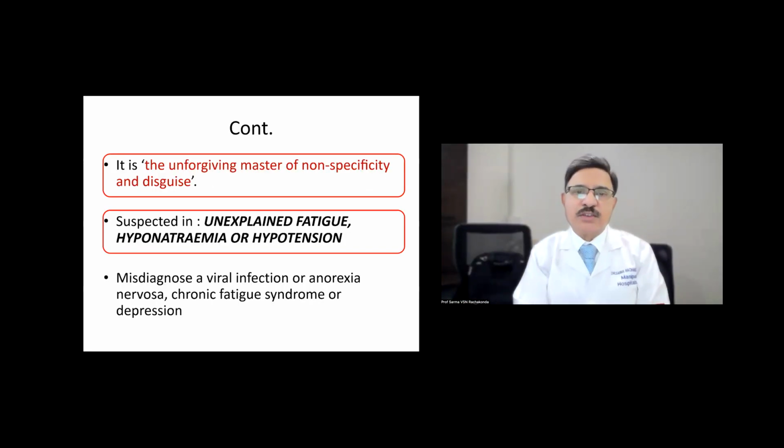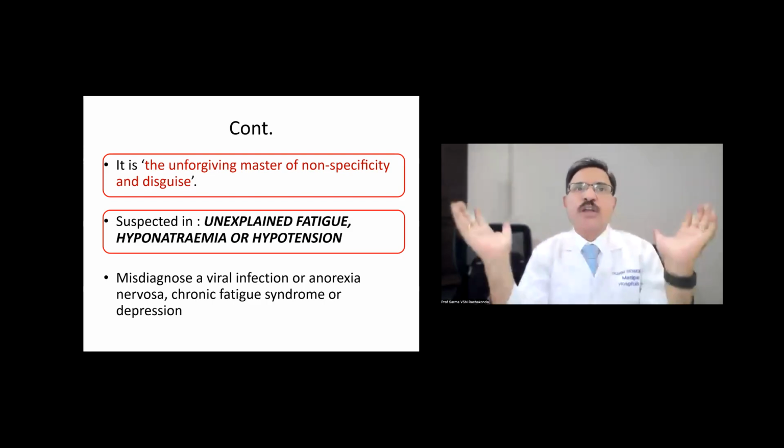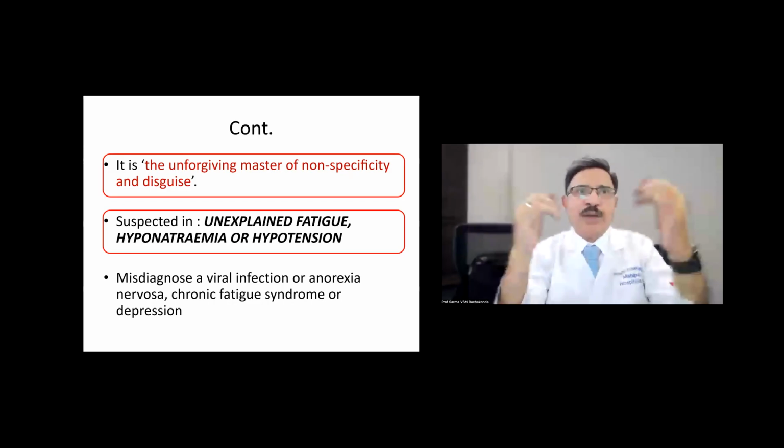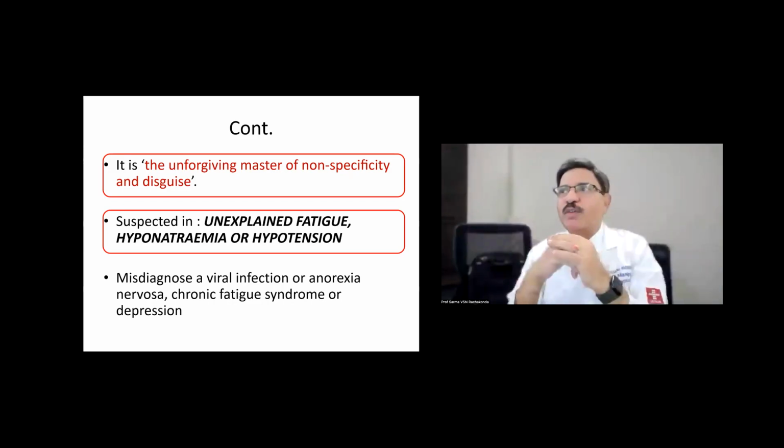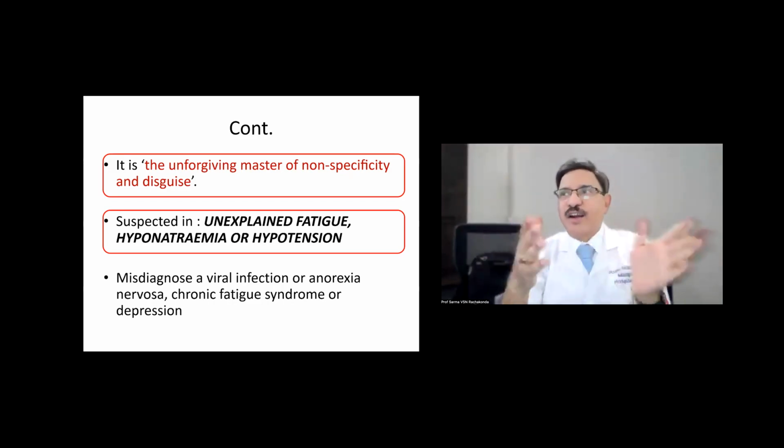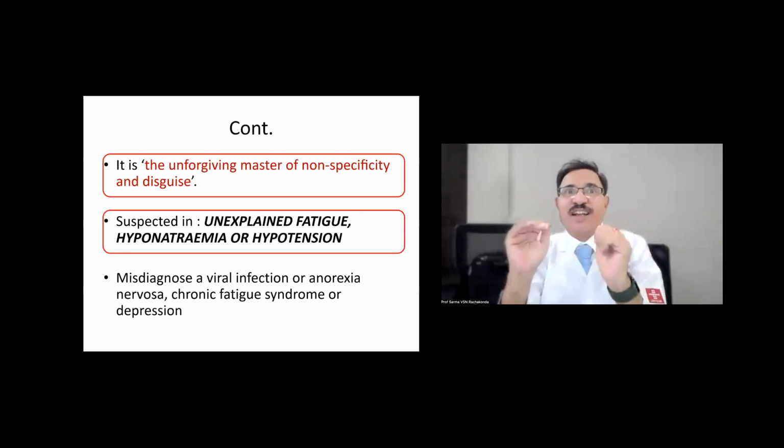This disease was termed earlier as the unforgiving master of non-specificity and disguise. What does it mean? This is a master disease, and we cannot miss it because it could be fatal, unforgiving, and it is non-specific because the symptoms are so non-specific that, unlike Cushing's, where the patient will come and by appearance itself I can say, oh, this lady must be having it. Adrenal insufficiency is very subtle. So it comes in disguise.